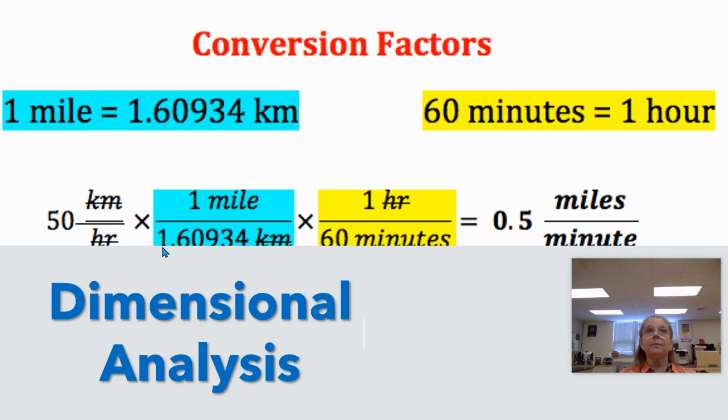The denominator would be 1.60934 times 60. How I put this in a calculator is I do my whole top, 50 times 1 times 1, divide by, and I open parentheses, 1.60934 times 60, close parentheses, equals, and you will end up with a half a mile per minute.